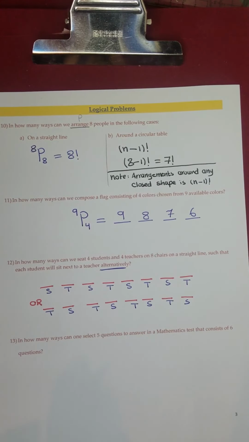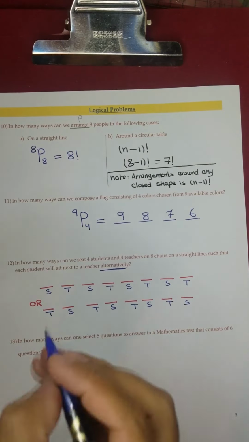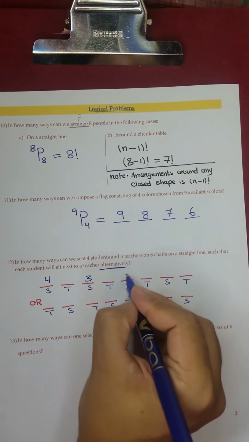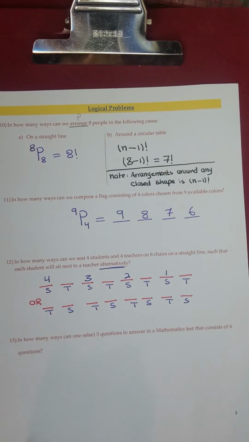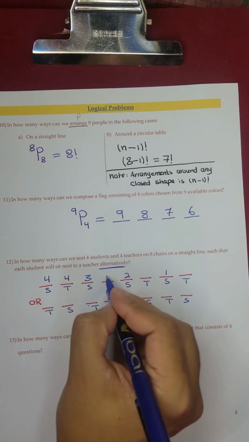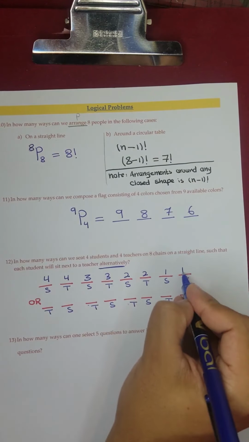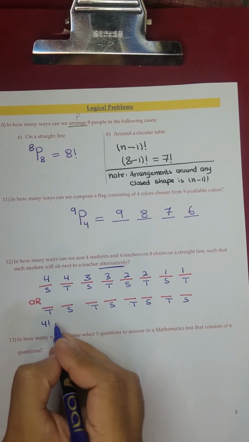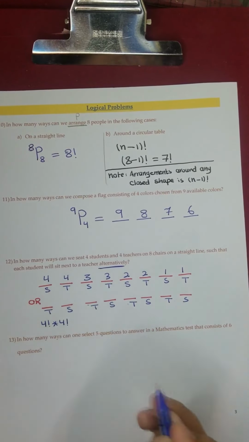All right. Do I have a third scenario? No, we don't. It's either you put the teacher, then the student, or the student, then the teacher. So let's see. I have 4 students, and then the number drops to 3 students, and then 2 students, and then 1 student. That's 4 factorial. And I have 4 teachers, and then 3 teachers, and then 2 teachers, and then 1 teacher. That's another 4 factorial. So the answer is 4 factorial times 4 factorial.